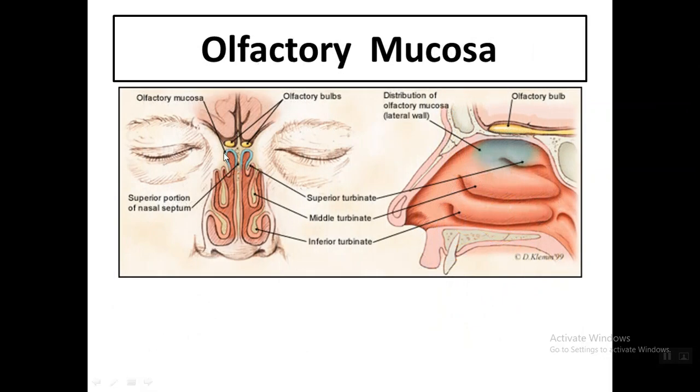We can see this is the olfactory mucosa. It is in the upper part of the nasal cavity, on the roof and the upper part of the nasal septum. From here, the olfactory nerves will pass through the cribriform plate of ethmoid to the olfactory bulb of the olfactory nerve.